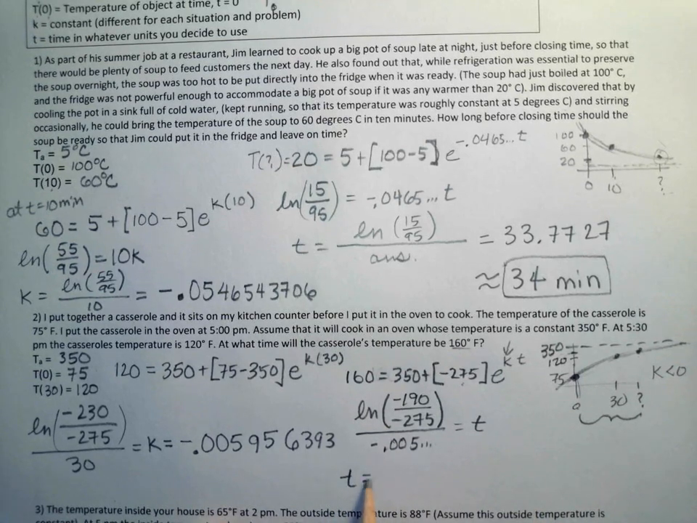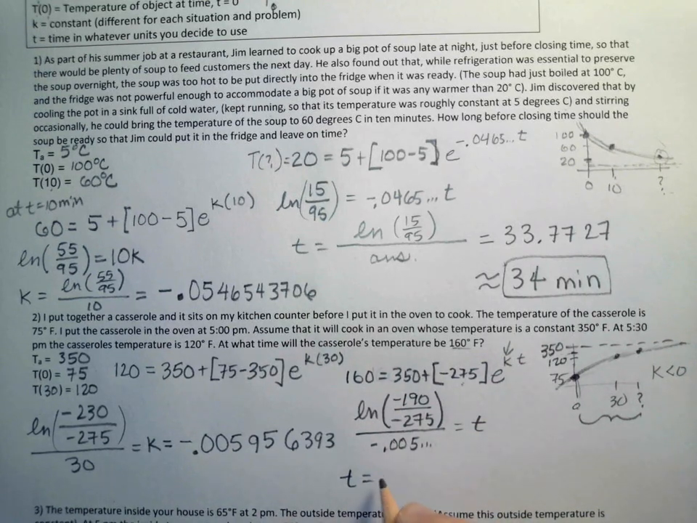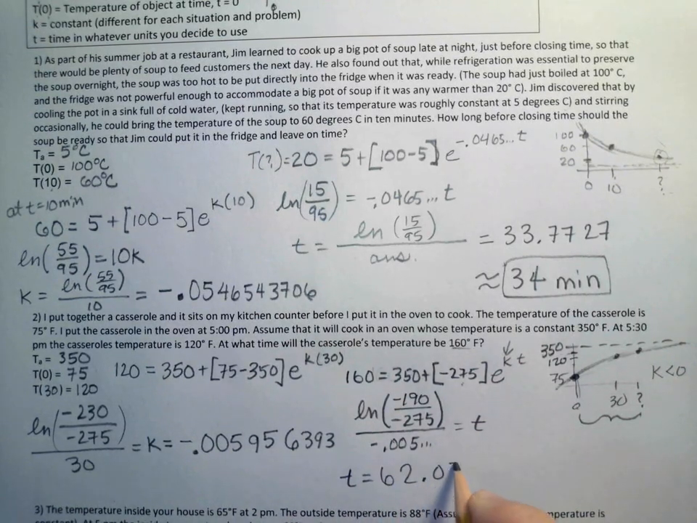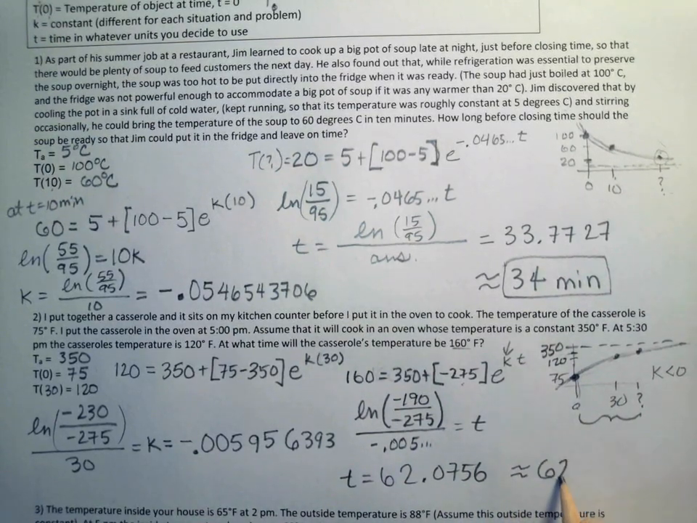So plug all that into your calculator. Again, if you haven't touched your calculator since you did this calculation, you can recall that previous answer. Otherwise, plug all those in. And so this is 62.0756. And so that's roughly 62 minutes.